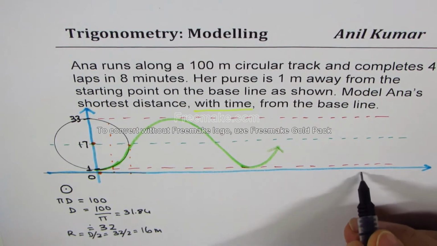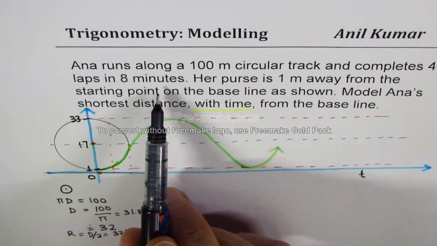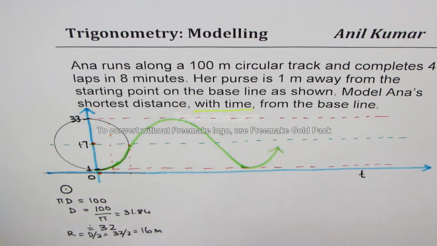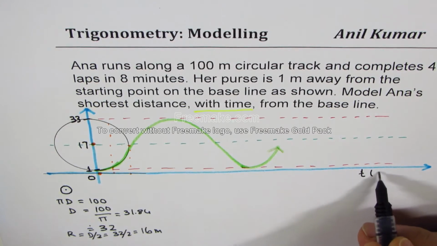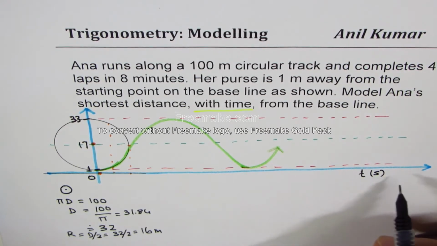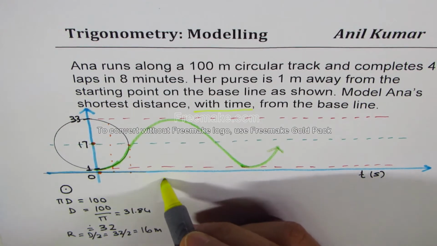So this is time, t. She can run 4 laps in 8 minutes. So we could have minutes, but we could have seconds also, right? We could have minutes or seconds. It doesn't matter. Let's find the time period. Okay, so it's a good time to find the time period.